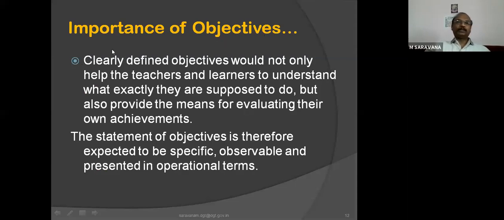And some importance of objectives. What is the importance of objectives? Objectives are also called learning outcomes. Clearly defined objectives would not only help the teachers and learners to understand what exactly they are supposed to do, but also provide the means for evaluating their own achievements. We have discussed in detail, in the plan your lesson topic, the advantages of a lesson plan for an instructor and also for the trainees. So we have seen so many advantages.